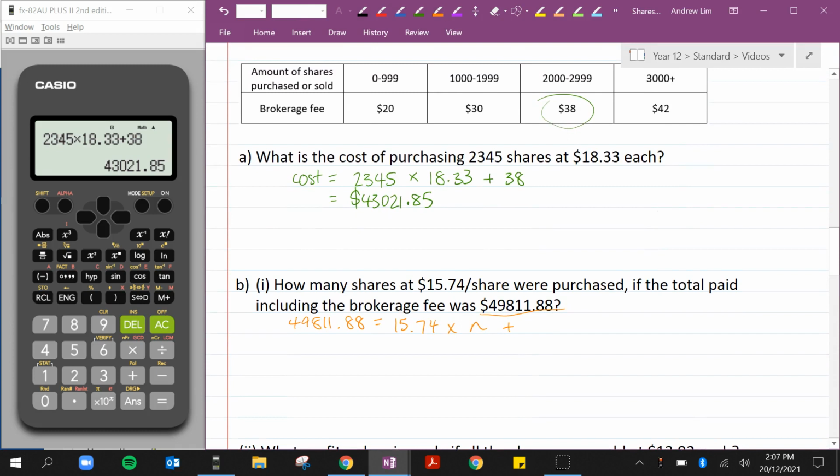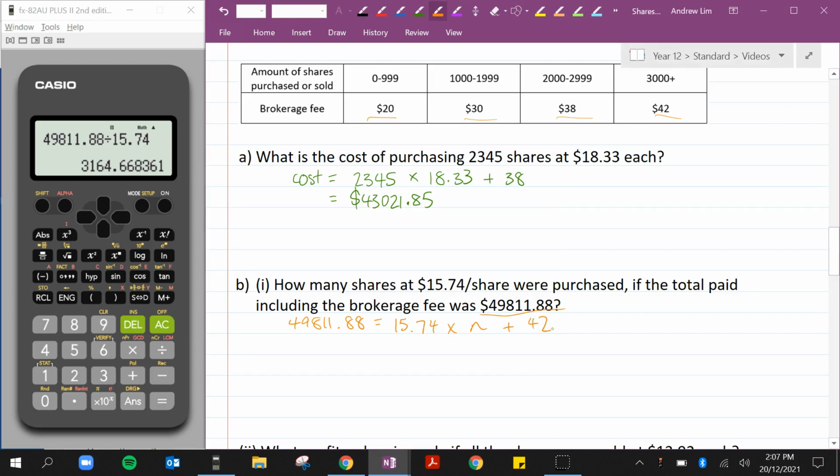Now, we don't know which one it belongs to, 20, 30, 38, or 42. So what I'm going to do is just divide, to get a rough estimation. If I were to divide 49,811.88 by the $15.74, let's see how many shares that would roughly equate to. 3,164. So it looks to me that it's clearly over 3,000 shares, which will incur a $42 brokerage fee. So I'm going to use 42 for this.